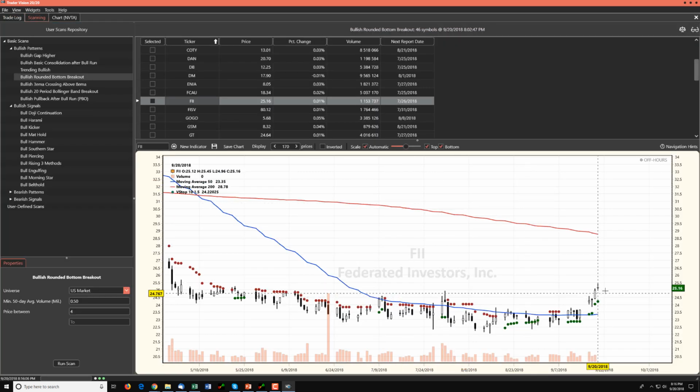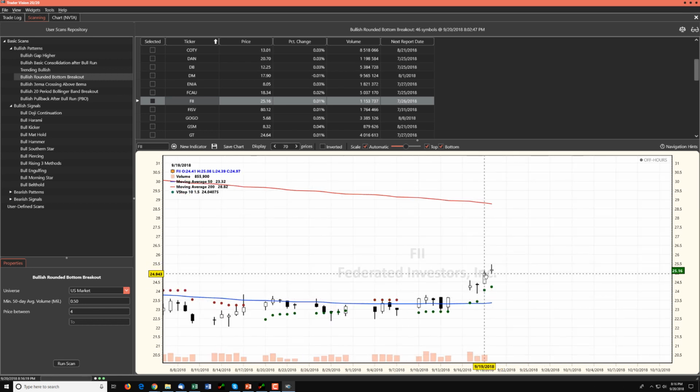So I'm looking for an entry of 25 bucks, so basically an entry within the candle of today's candle. A stop was set down here. Where did I set it? 24 and a quarter. Yeah, so right about where the V stop is set now, actually 3 cents above it, right about where that green dot is.